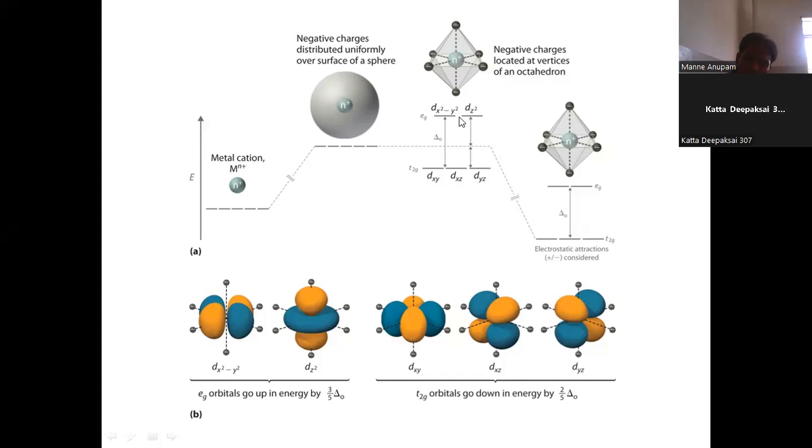Okay, orbitals are splitting into t2g orbitals and eg orbitals. The eg orbitals are present on the axis, directly on the approach of the ligand, so there is an increase in energy. The t2g orbitals are present in between the axis. That's why they are reducing in energy.